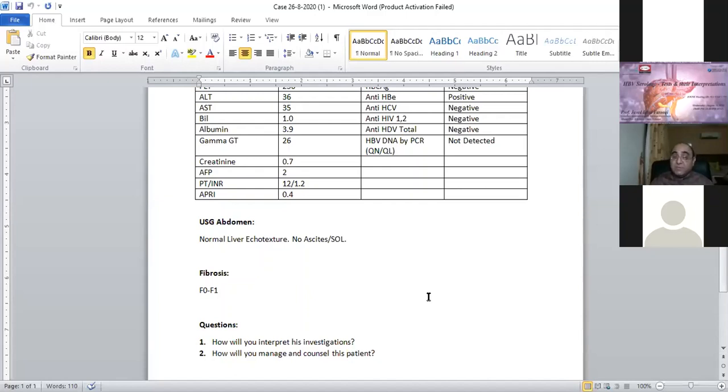So as I said before in my very first slide, in hepatitis B, don't start antiviral treatment unless it is indicated. In hepatitis C, treat the patient unless it is contraindicated. So these are the two converse of one another.